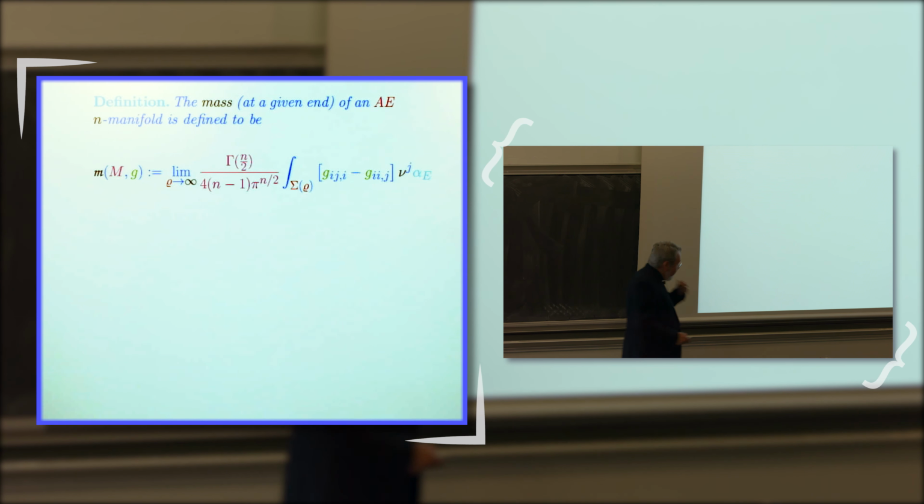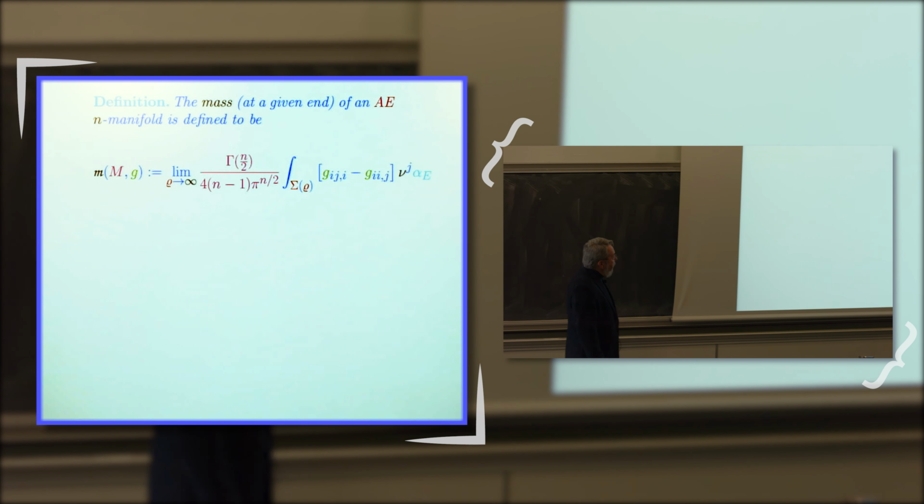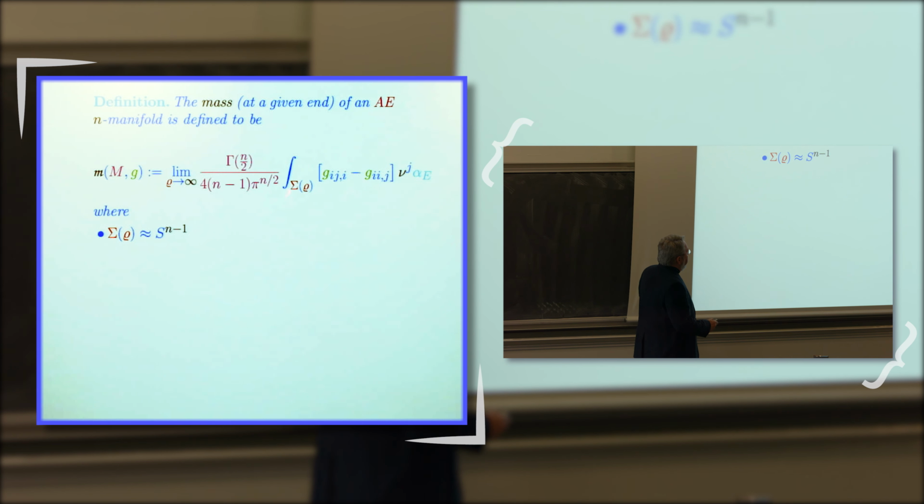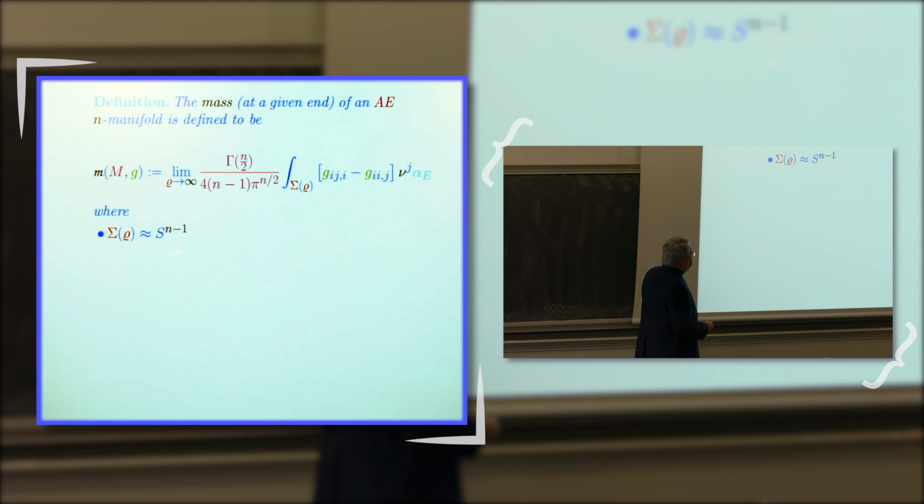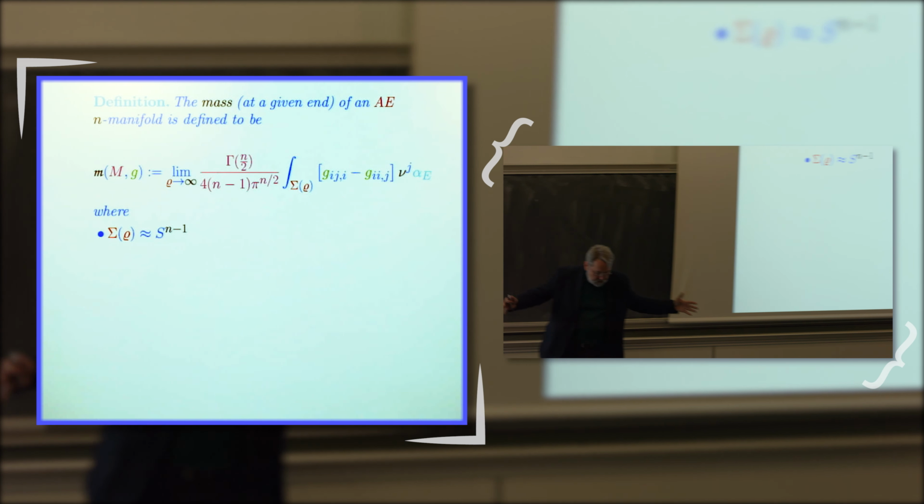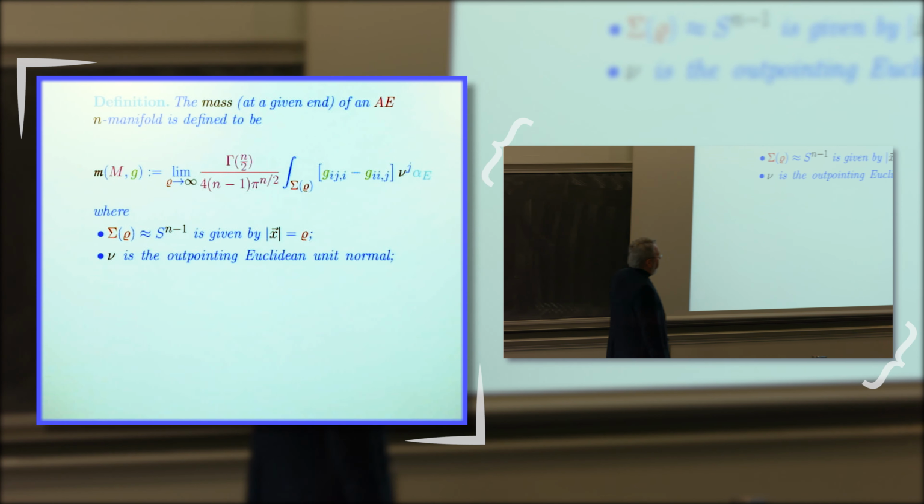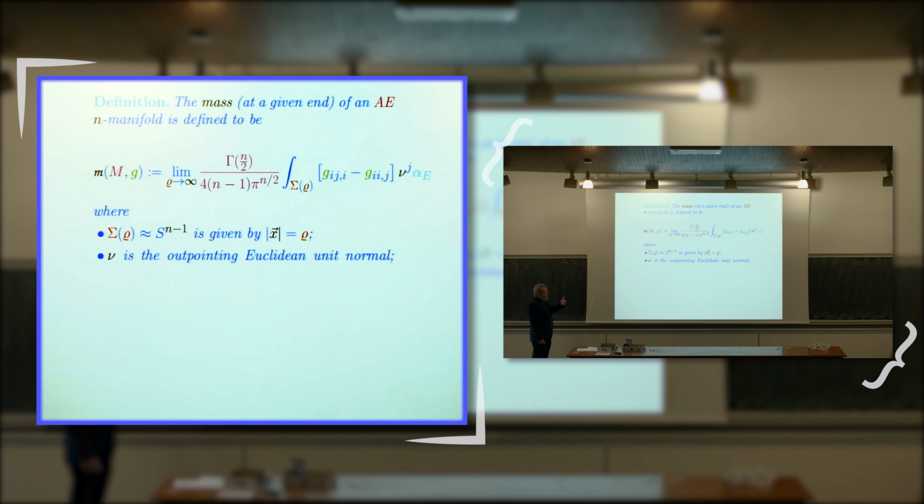This coefficient in magenta, you can ignore it if you like, and you take the limit of that as the radius goes to infinity. So here, the thing we're integrating on is diffeomorphic to the n-1 sphere, and in these coordinates it's simply a sphere of large radius. And then we're taking the outward pointing normal of that sphere with respect to the Euclidean metric, and we're then reading off the component of this expression and then integrating that against the Euclidean area form.